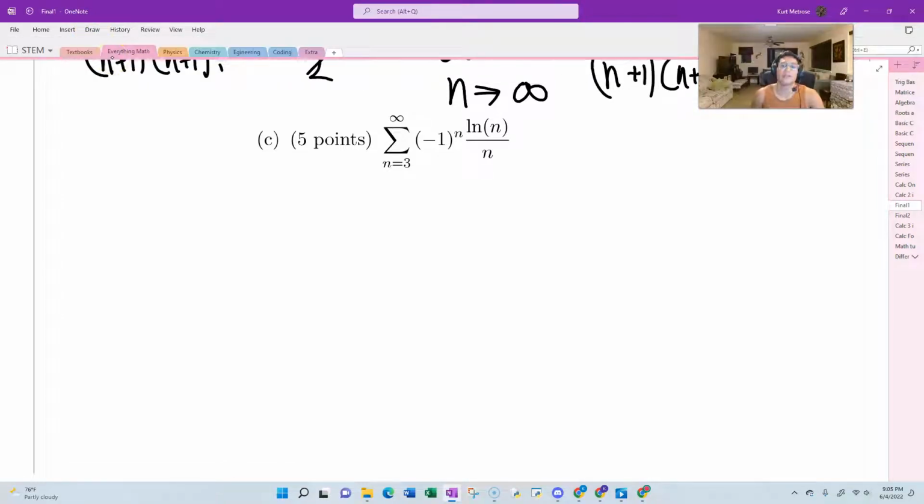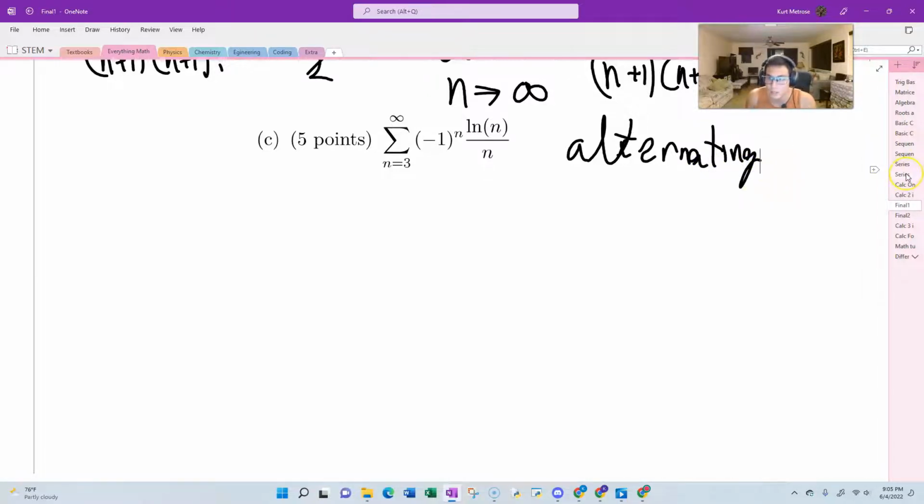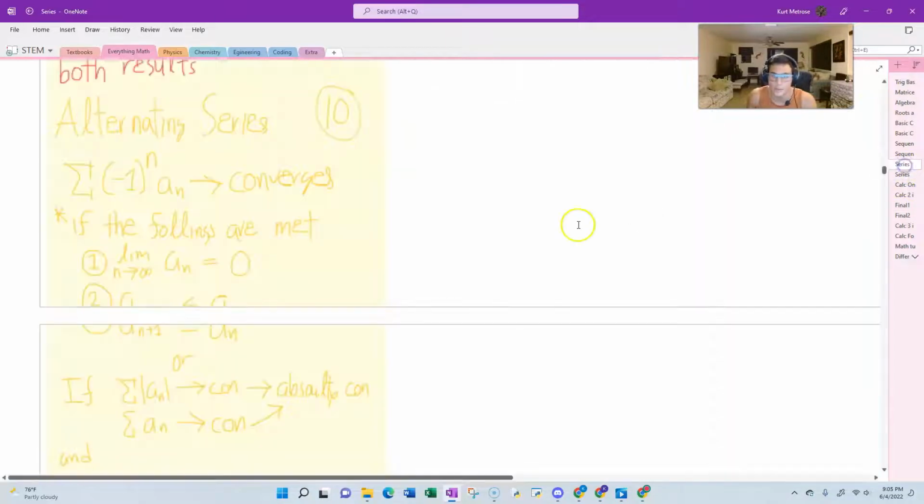Okay, look at this, guys. What is this? That -1 in the parenthesis right there tells you that it's alternating. So you've got to use the alternating test here. Right, if the following are met, then it converges.